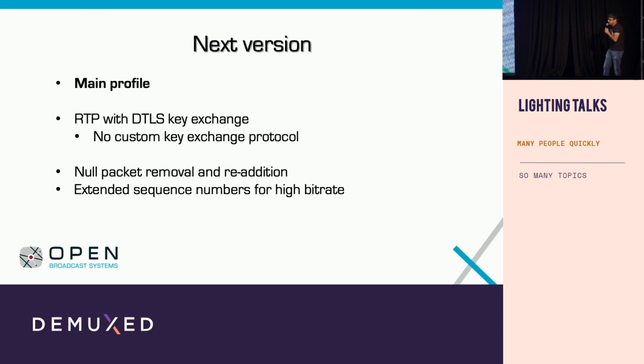There's a next version of RIST. They're calling it the main profile. There's a key thing missing, encryption. You could do this at the network layer like we do currently, or you can do RTP with DTLS key exchange, which is the way to do things. There's no custom key exchange, which is a bit dangerous, in my opinion. It also allows null packet removal and re-addition and extended sequence numbers.